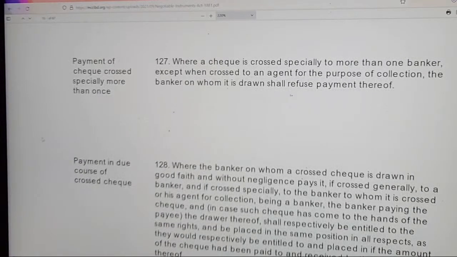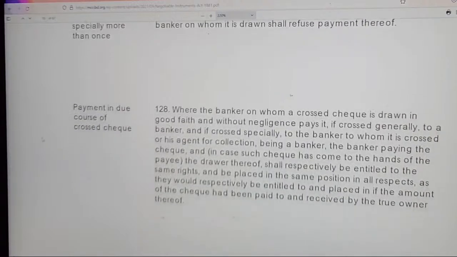Payment of check crossed specially more than once. Where a check is crossed specially to more than one banker, except when crossed to an agent for the purpose of collection, the banker on whom it is drawn shall refuse payment thereof.